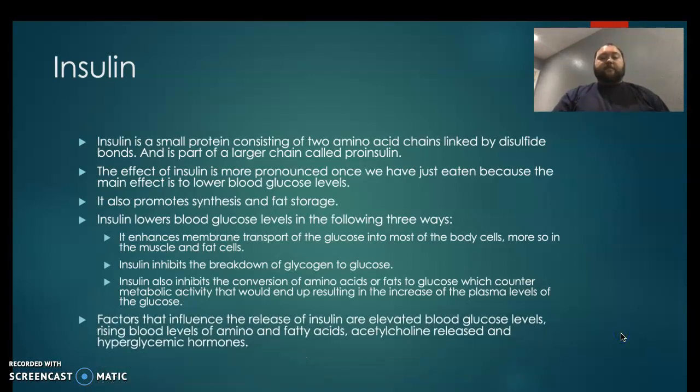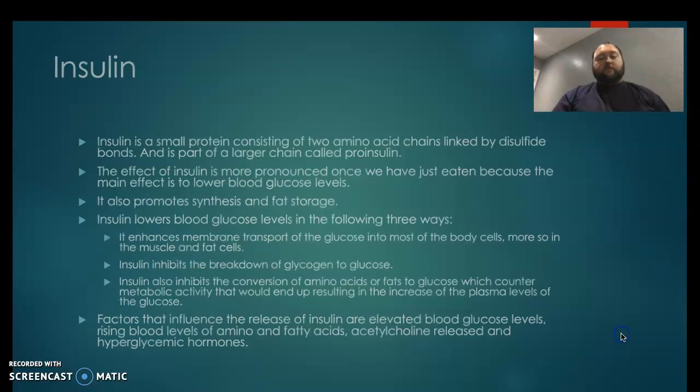Factors that influence the release of insulin are elevated blood glucose levels, rising blood levels of amino and fatty acids, acetylcholine release, and hyperglycemic hormones.